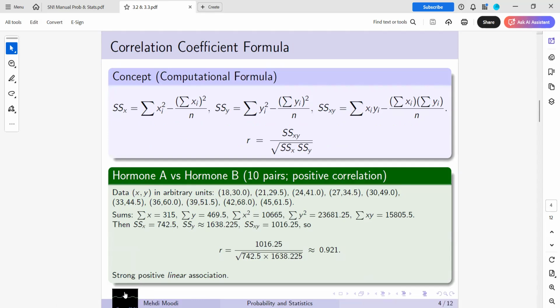We just turned 10 data pairs into one number that says pretty straight upward line. R is around 0.92, which means strong positive linear association. Not perfect, but your ruler would be pleased.